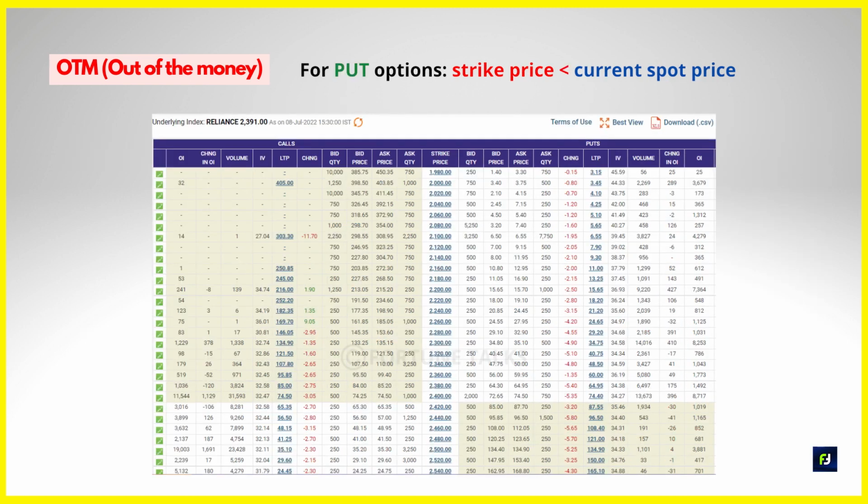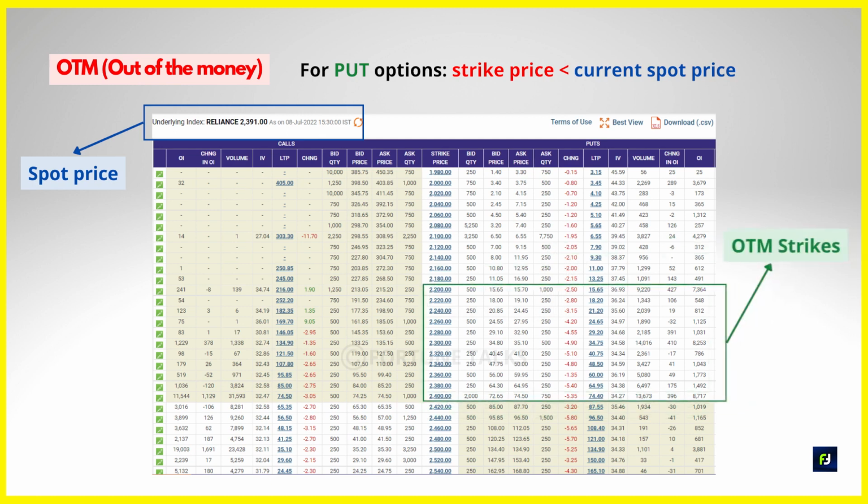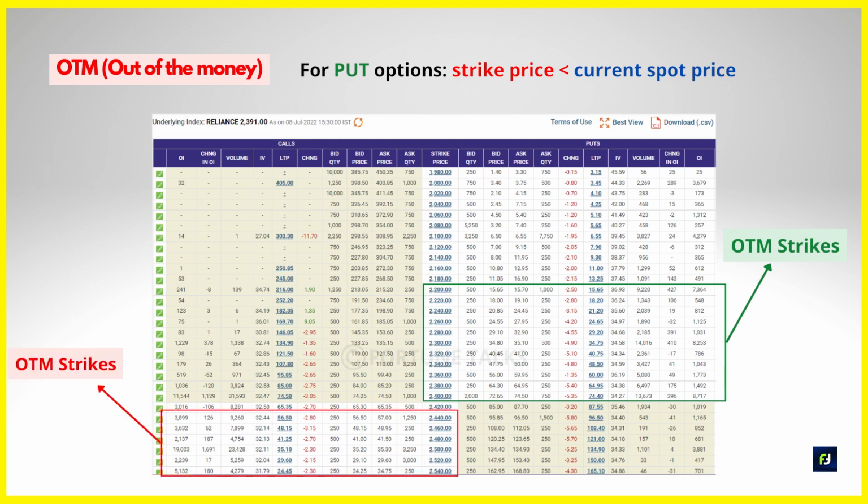A put option is said to be out of the money if the strike price is less than the current spot price of the security. For example, Reliance, which is trading at 2,390 rupees, the option strikes like 2,360, 2,340, etc., which are lesser than the spot price, are said to be out of the money strikes. The out of the money strikes are not highlighted and are represented in plain or white colors.